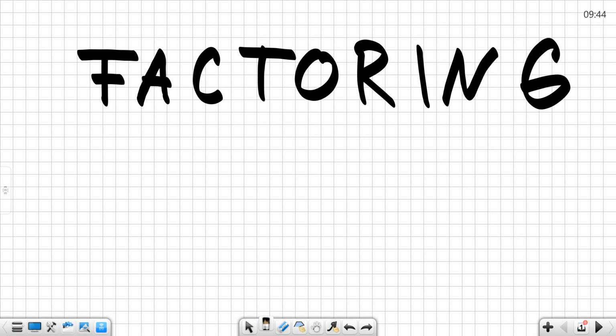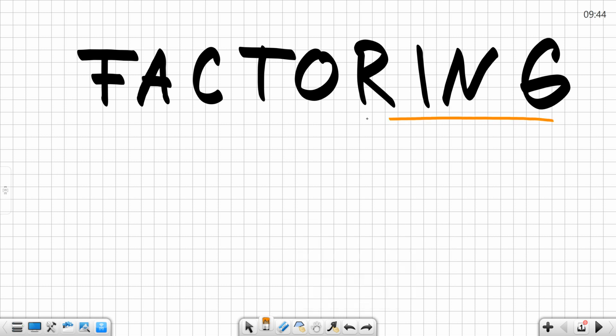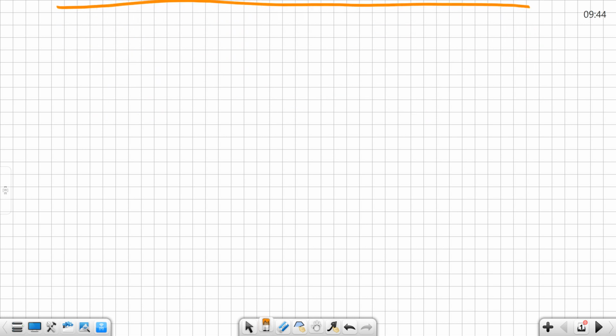We are now ready to look at one of the most important things that we need to know how to do. And that will be factoring. Well, what does factoring mean? Let's have a quick look.